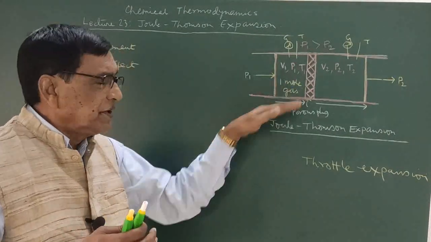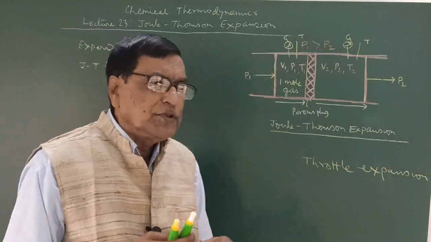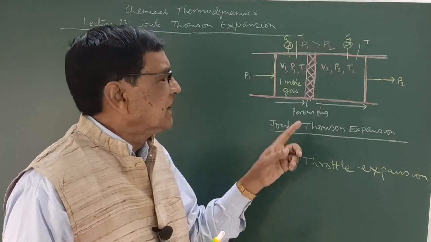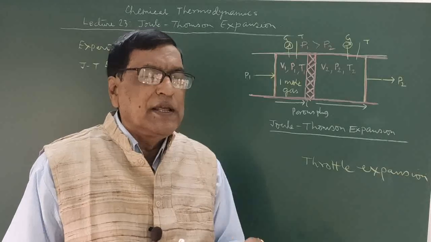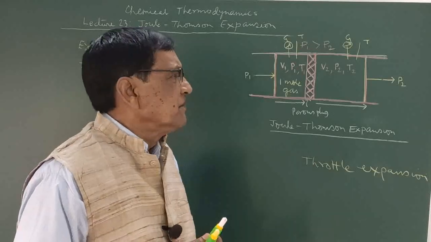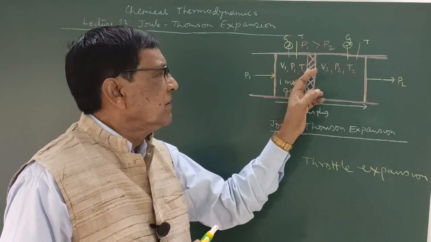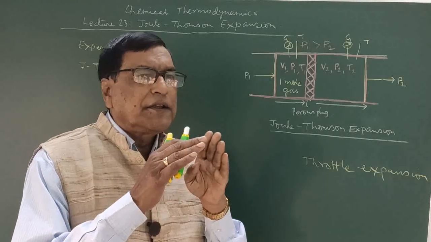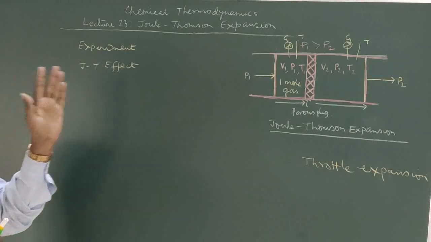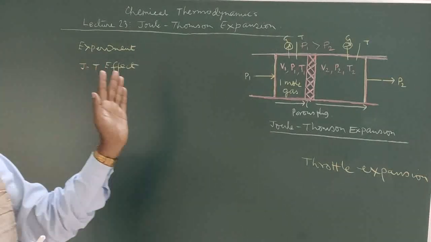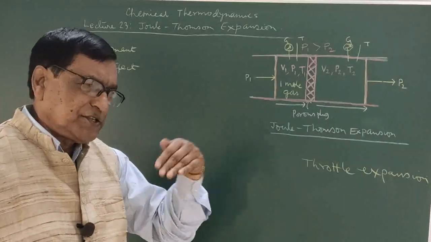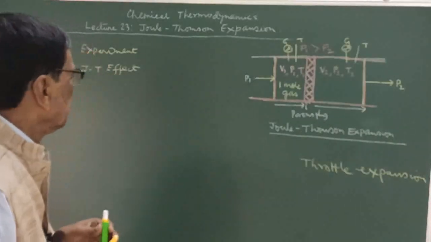Only hydrogen and helium baffle this general trend. For these two gases at room temperature and pressure, T2 is greater than T1, meaning these two gases are heated up. So this is the effect: the fall in temperature when the gas moves through the porous plug under insulated conditions.